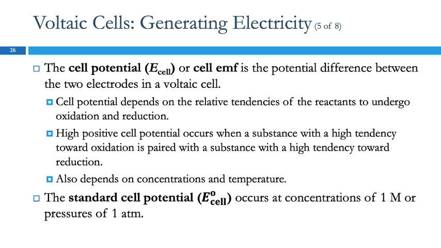If we have something with a high tendency towards oxidation paired with something that has a high tendency towards reduction, then we get a high positive cell potential, and electrons are going to flow more rapidly. So that's one of the things it depends on. It also depends on relative concentrations and on the temperature.